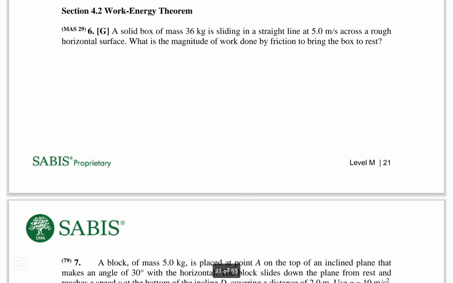We'll move on to section 4.2, which has question 6 has a grid. A solid box of mass 36 kg, so this is the mass, is sliding in a straight line at 5 meters per second, this is the velocity, across a rough horizontal surface. What is the magnitude of work done by friction to bring the box to rest? If you read the title of this section, it is the work energy theorem. What is the work energy theorem? Very simply, it's that the net work done is equal to the change in kinetic energy.